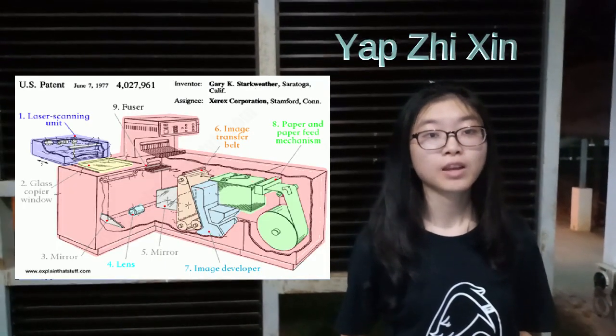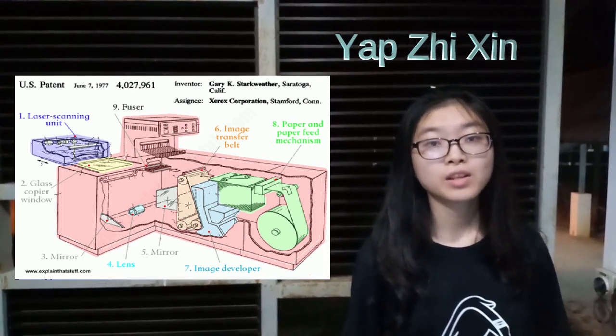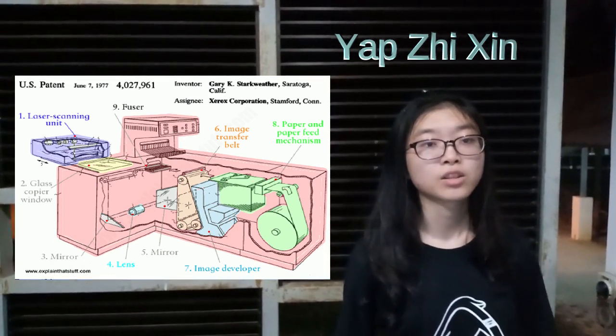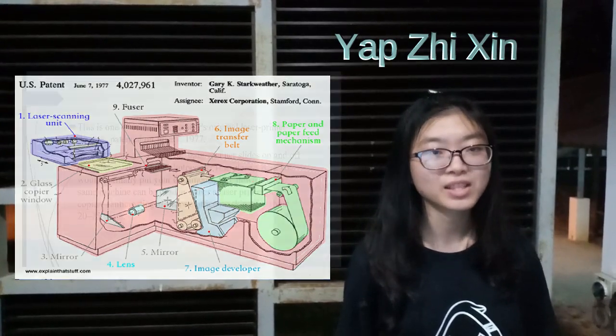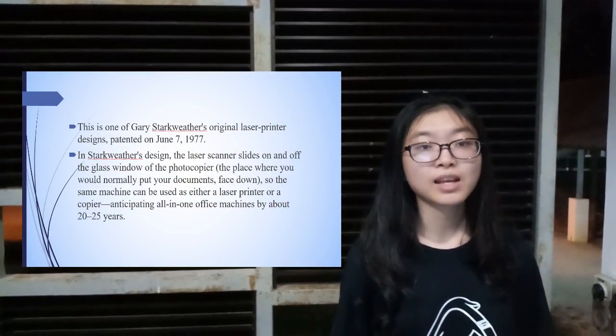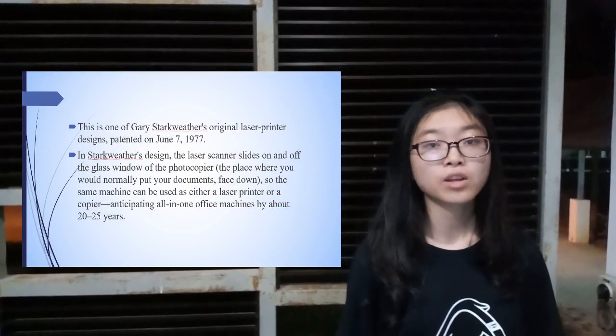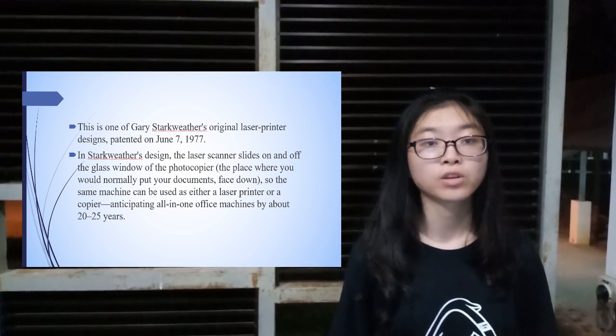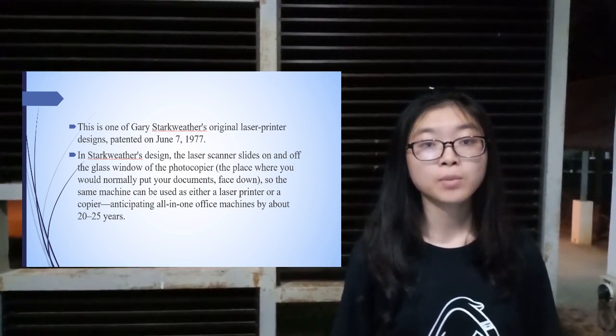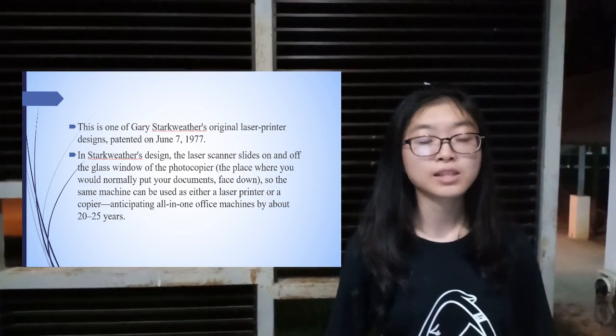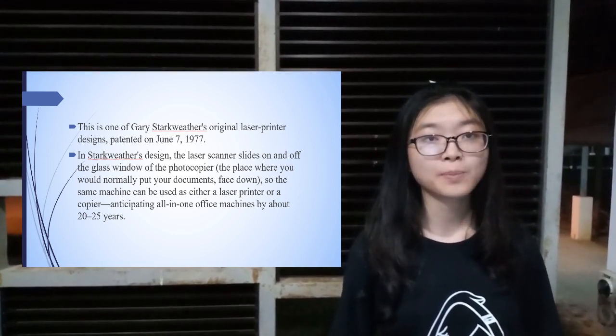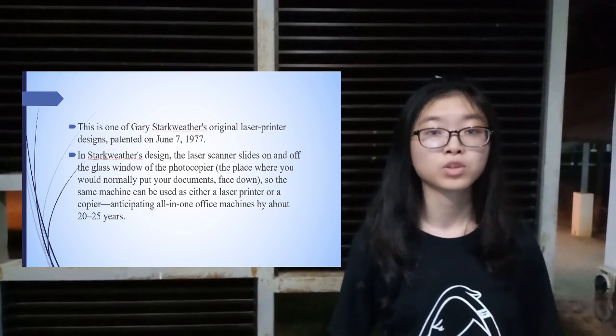This is one of Gary Starkweather's original laser printer designs, patented on June 7, 1977. In Starkweather's design, the laser scanner slides on and off the glass window of the photocopier, so the same machine can be used as either a laser printer or a copier, anticipating the all-in-one office machine by about 20 to 25 years.